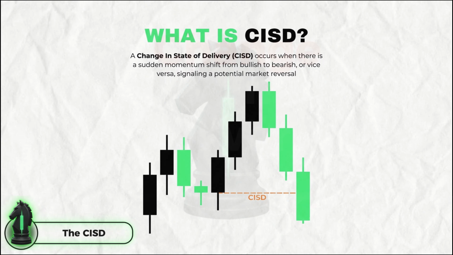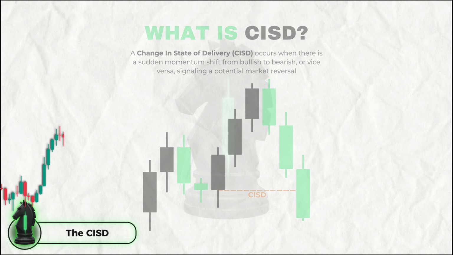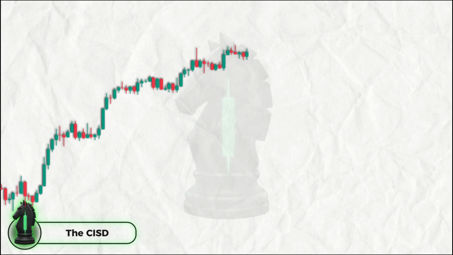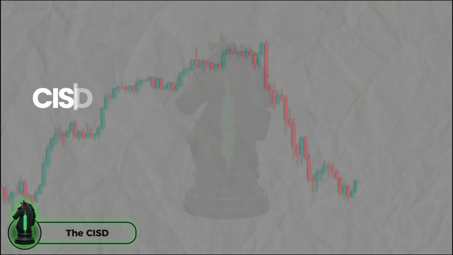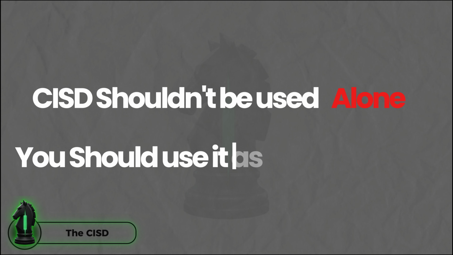This is the absolute earliest technical warning sign that the institutional algorithm has flipped its internal program from a buy model to a sell model. When the market aggressively violates the exact level where institutions previously bought and initiated a trend, the state of delivery has fundamentally changed. The algorithm is no longer supporting higher prices. It has shifted into a premium sell program. Keep in mind that this concept cannot be used alone. You should use it as a confirmation inside other ICT models.